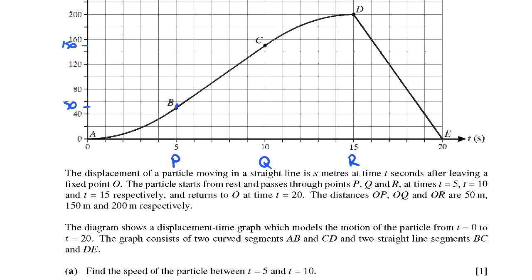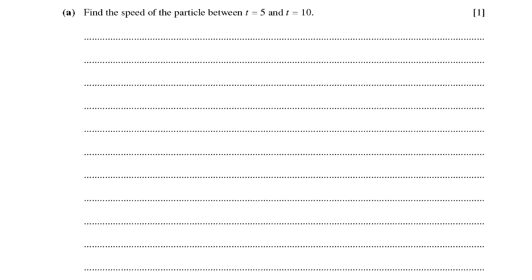Well, that's the BC segment. And so they're asking you for the speed, which is the velocity, and we already have mentioned that the velocity is the gradient of the line, so all we're looking for is changing the y, changing the x, and we will have the velocity. So we find the change in the vertical, 150 meters minus 50 meters, and we find the change in the horizontal, which is 10 minus 5. And 150 minus 50 is 100, 10 minus 5 is 5, 100 divided by 5 is 20 meters per second.